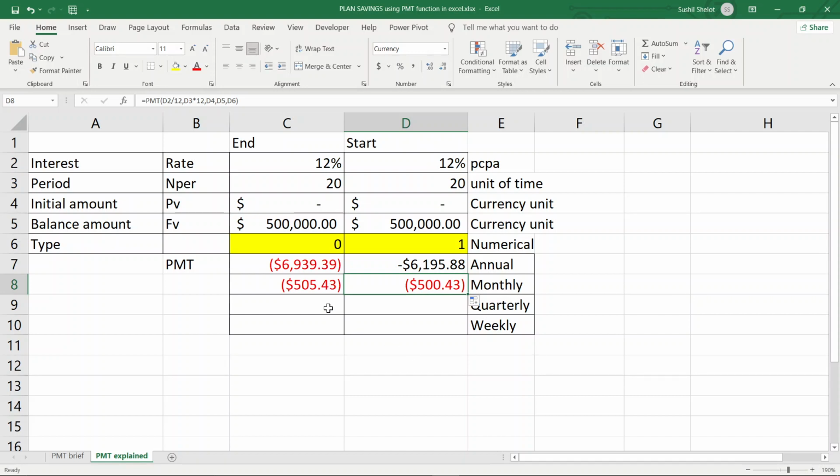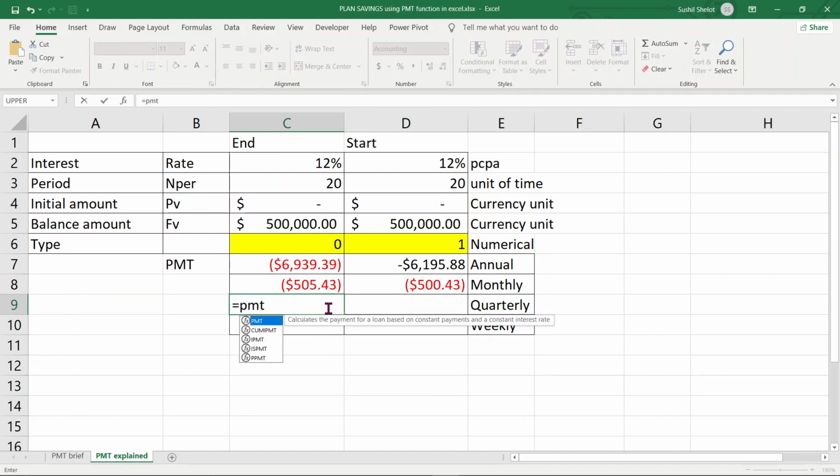Well, let us go down to the quarterly ones. Now it's easy and you can easily make out what it is that I am putting in here and why am I putting it there. So a year has got 4 quarters. So there it is. I'm dividing the interest value by 4. The N per value will have a multiplication factor of 4. The next thing is the PV value, that is 0.